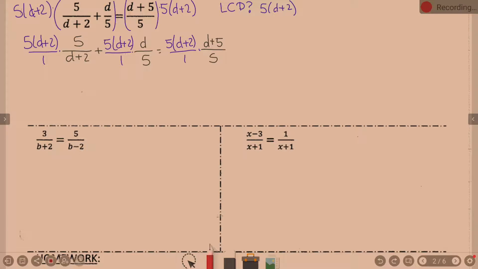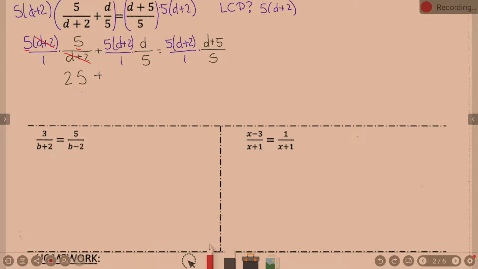Okay, look at the first set. 5 times d plus 2 times 5 over d plus 2. What cancels? What's on top and bottom that cancels? A d plus 2 on top cancels with a d plus 2 on bottom. Is there anything else where there's one on top and one on bottom that can cancel? No. We're left with a 5 and a 5, but they're both on top, and so those just get multiplied. 5 times 5 is 25. Carry down the plus sign.